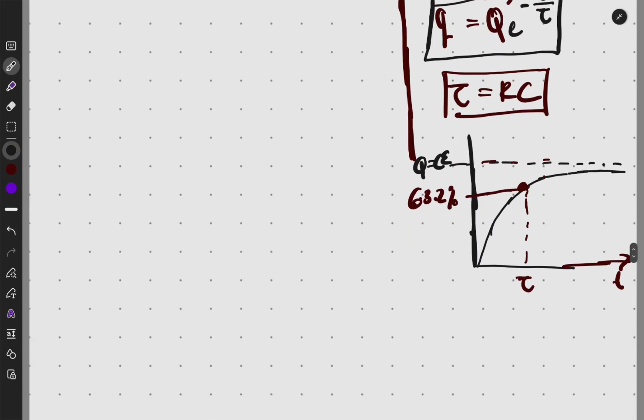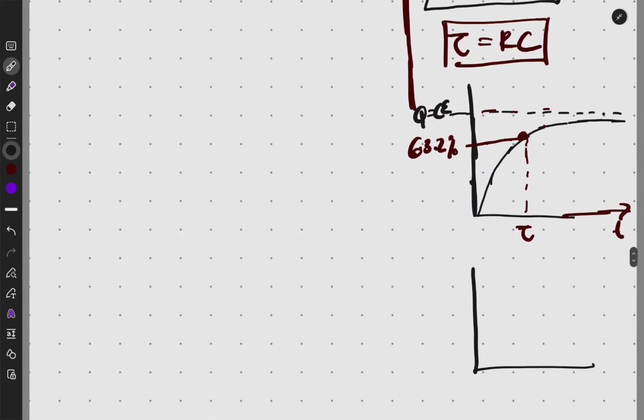Now for discharging of a capacitor, it will be just like this. Here we have charge, here we have time, and the charge goes down as the time moves like this. This is for discharging a capacitor. Do you see that? And this is where we will again have our tau, which is RC, of course, which gives 63.2%.